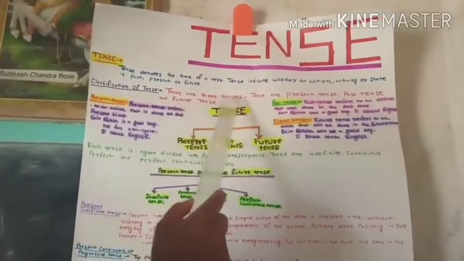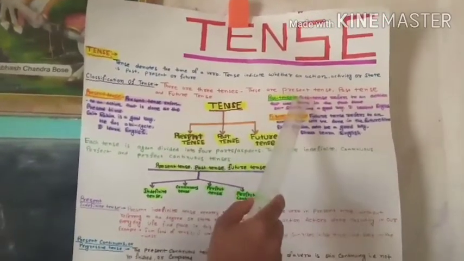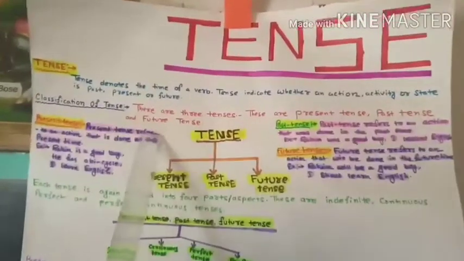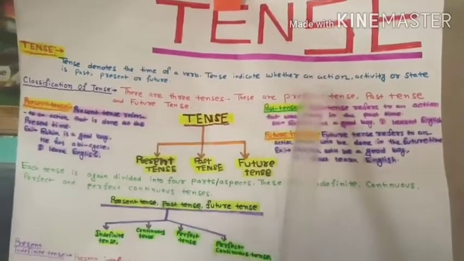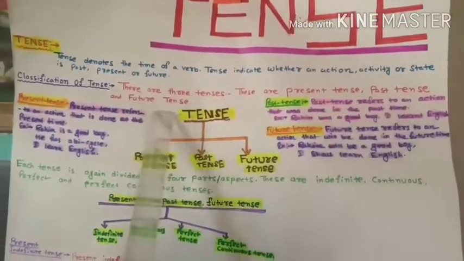Now look at the classification of tense. There are three tenses, and these are present tense, past tense and future tense.